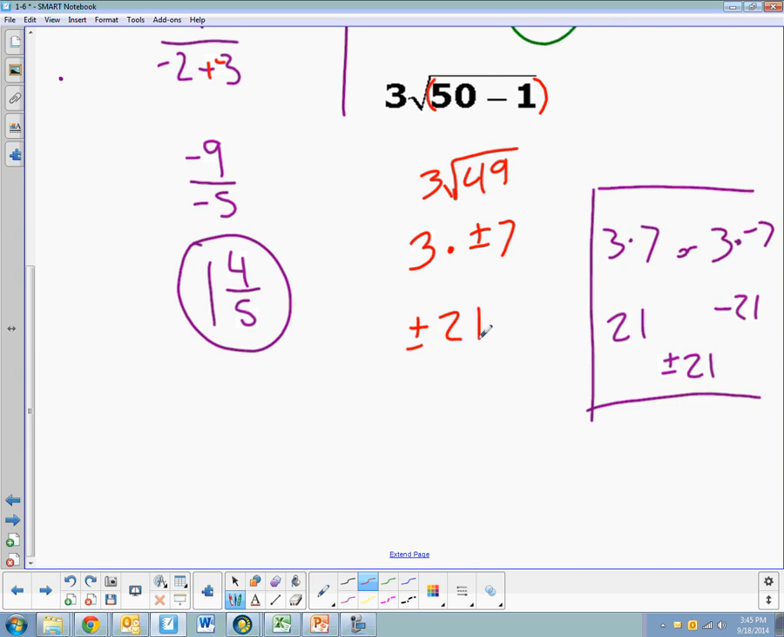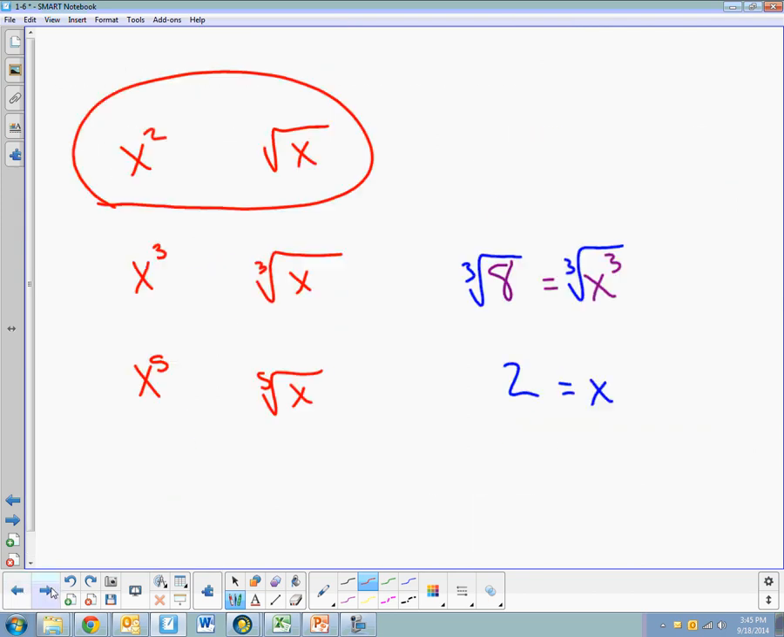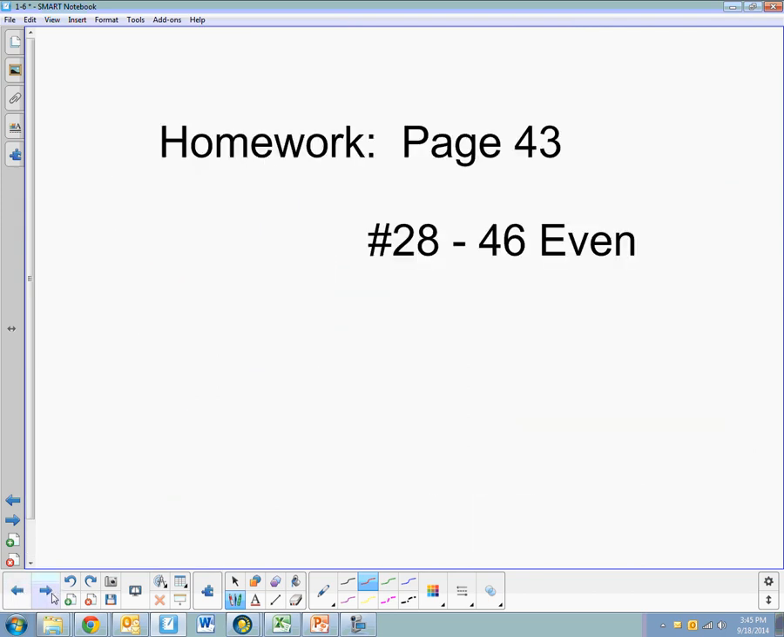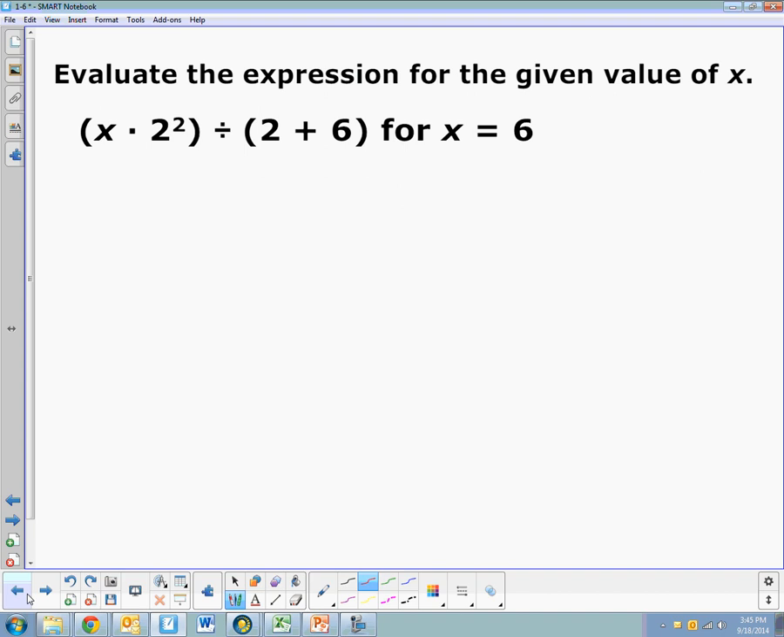That works with multiplication. Addition is a little bit different. But when you have a radical sign, if there's more than one number underneath the radical sign, like 50 minus 1, we subtract first. It's like parentheses. Then you can take the square roots, and that plus or minus is still part of the 7. But times 3, we get plus or minus 21. Oh, and I think this is the last one. Yes, last one here. So give this a try, and then we'll do it together.